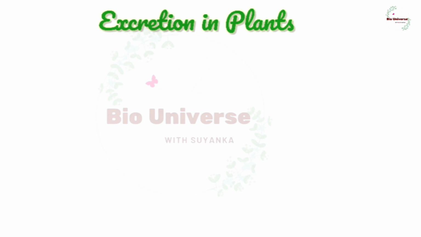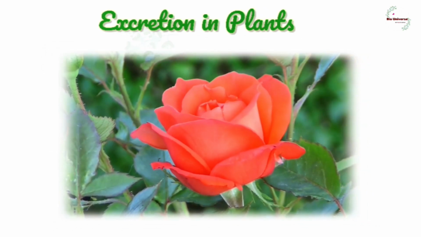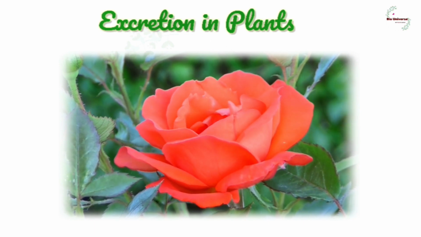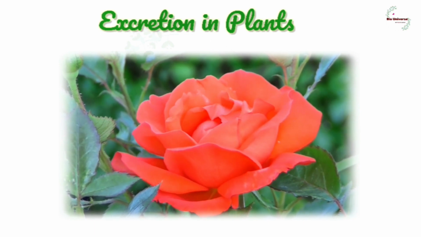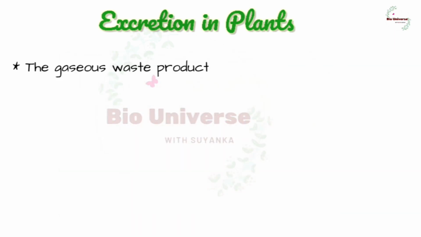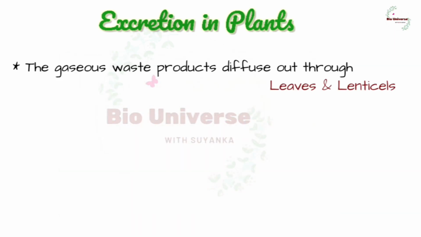Plants do not have a well developed excretory system to throw out nitrogenous waste materials. Therefore, plants use different strategies for excretion. The gaseous waste materials produced during respiration and photosynthesis diffuse out through stomata in the leaves and through lenticels in other parts of the plant.